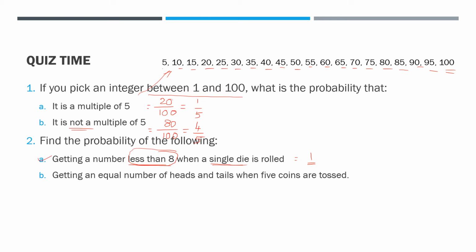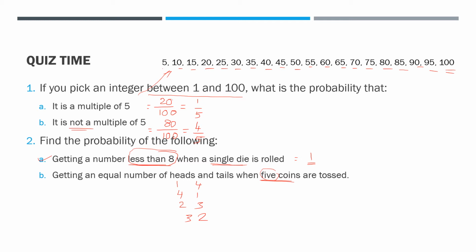Let's look at the next one. Getting an equal number of heads and tails when 5 coins are tossed. Okay, so here we are tossing 5 coins. Now you can't get an equal number of heads and tails because 5 is an odd number. So you will either get 1 head, 4 tails, or 4 heads, 1 tail, or 2 heads, 3 tails, or 3 heads, 2 tails, or 0 heads and 5 tails, etc.